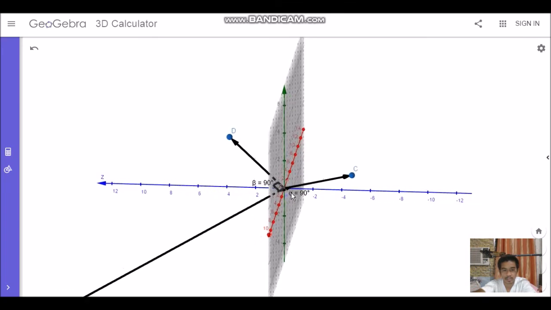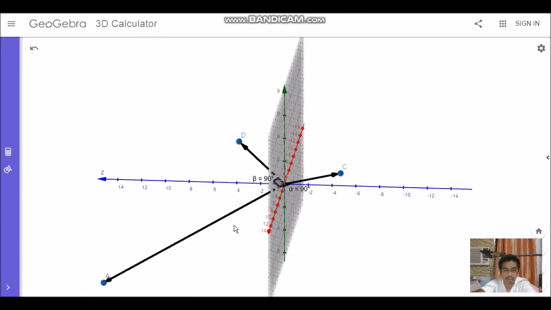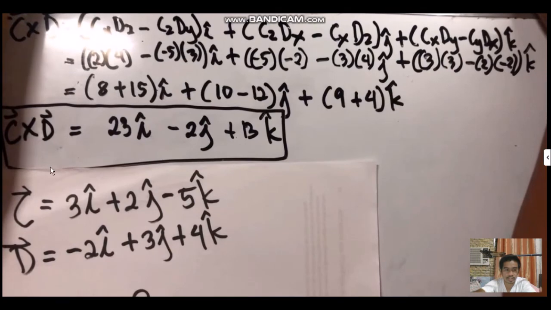So that's the cross product of vector C and vector D, or vector C cross vector D, which is 23 i hat minus 2 j hat plus 13 k hat.